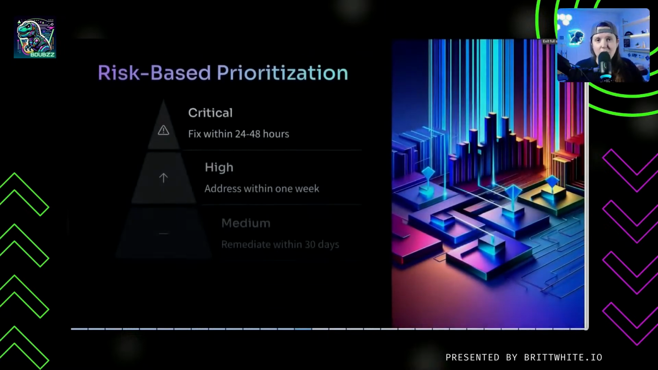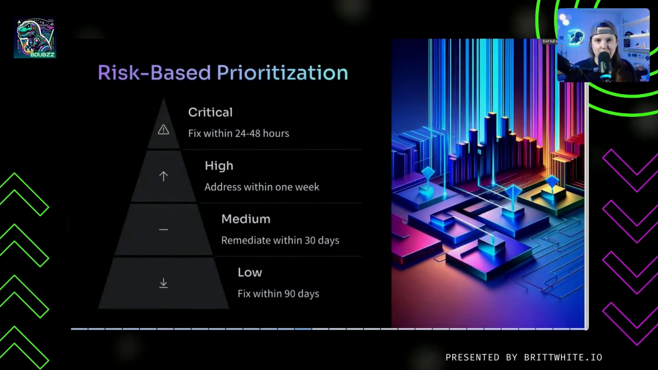Now, after we analyze all of our findings, we need to create a clear action plan. This is where prioritization becomes important.